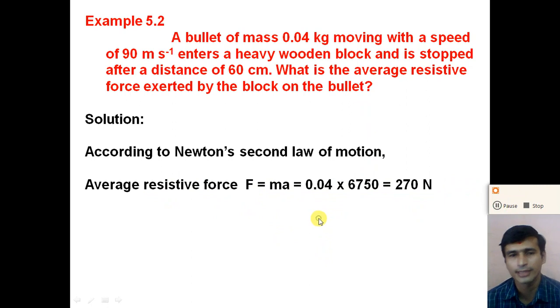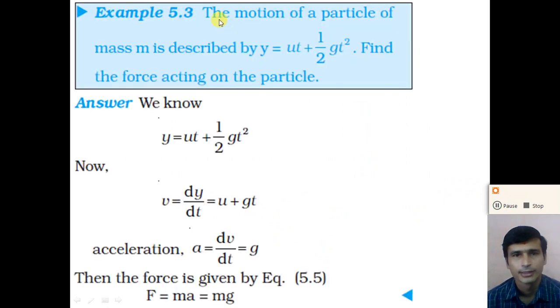So now example number 5.3. The motion of a particle of mass m is described by y is equal to ut plus one half gt square.